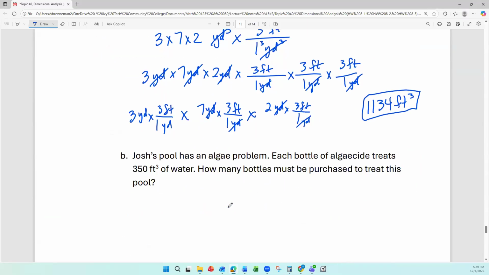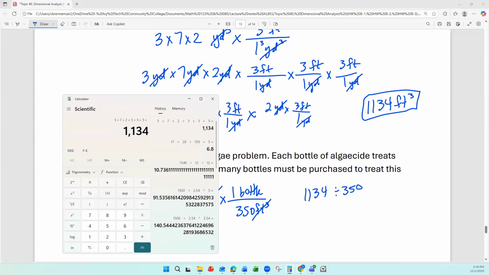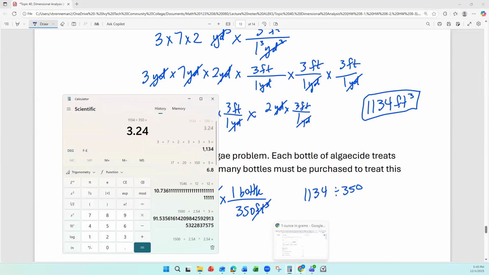All right. Then Josh's pool has an algae problem. Each bottle of algicide treats 350 cubic feet of water. So I have my 1134 cubic feet, and I have one bottle is 350 cubic feet. Even here, I'm making sure I have my cubic feet here and put the cubic feet on the bottom. So I'm going to divide the 1134 by 350. And that comes out 3.24.